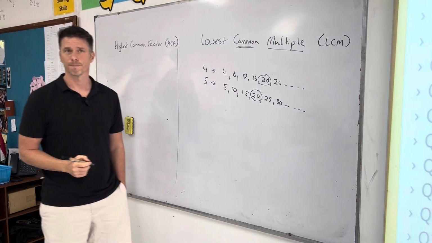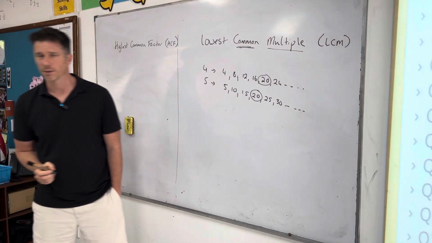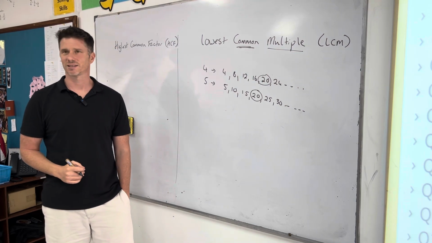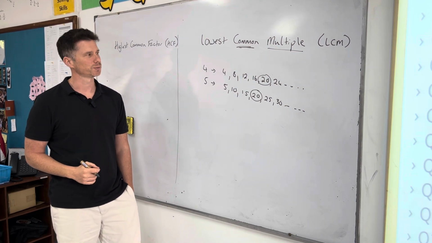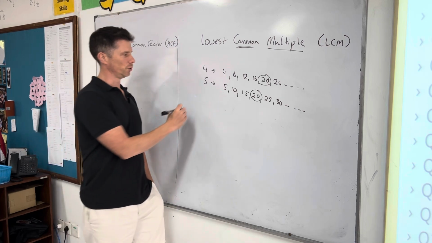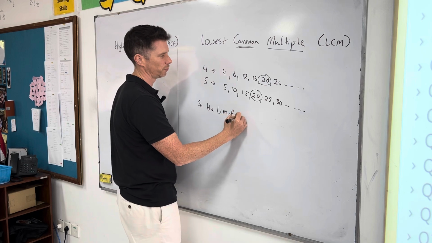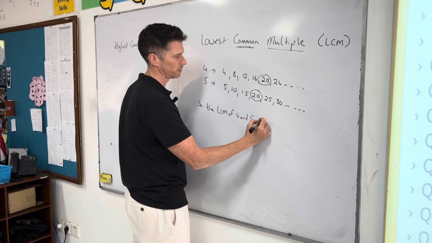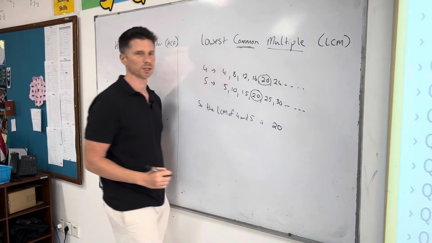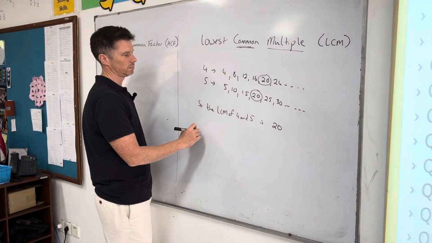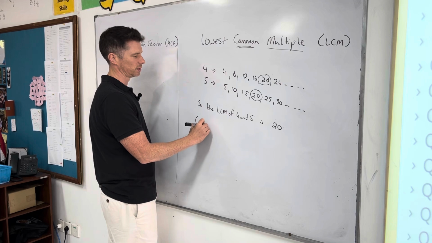20. Is that the lowest number they have in common in the multiples? Yes. So there you go. That is a lowest common multiple. So we could say the lowest common multiple of 4 and 5 is 20. 4 times 5 is 20. This is the listing method.